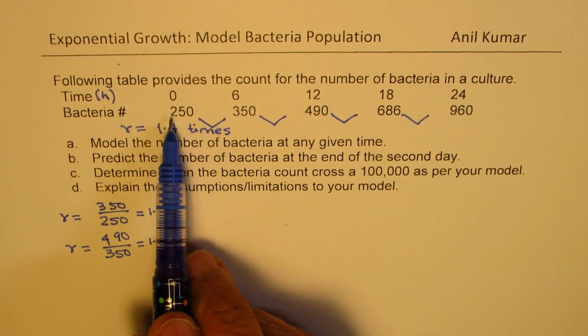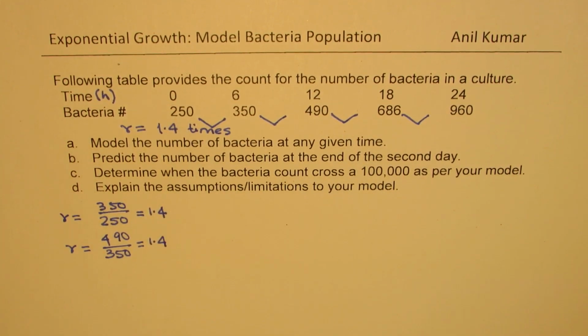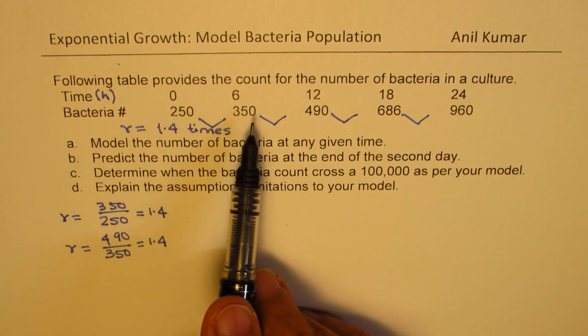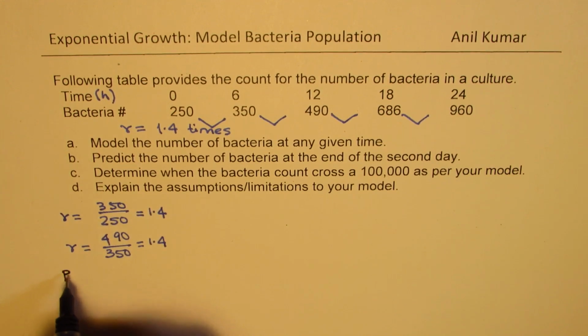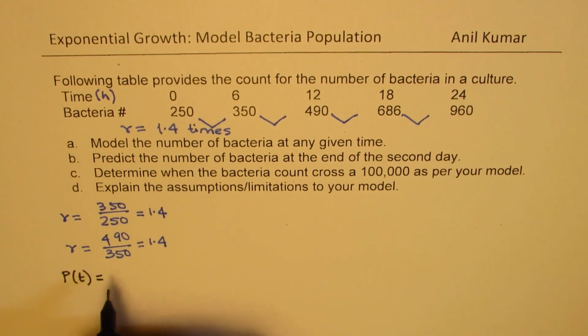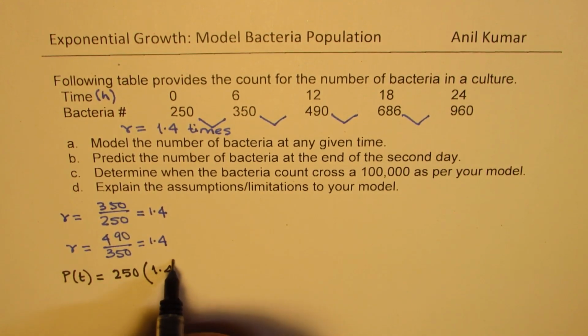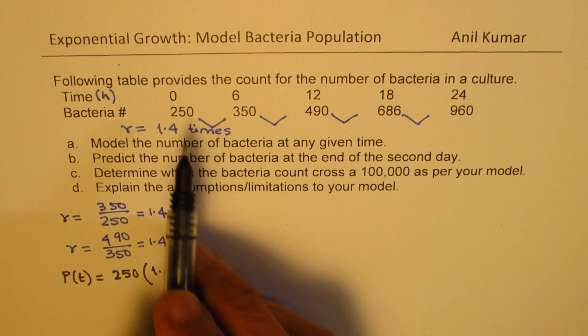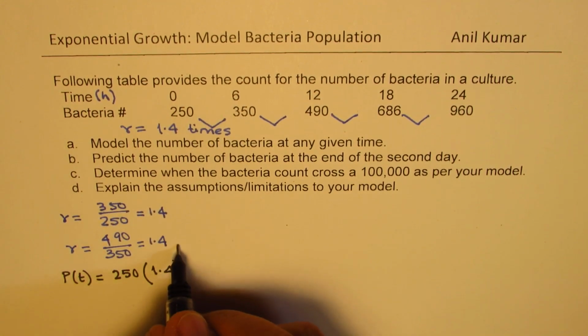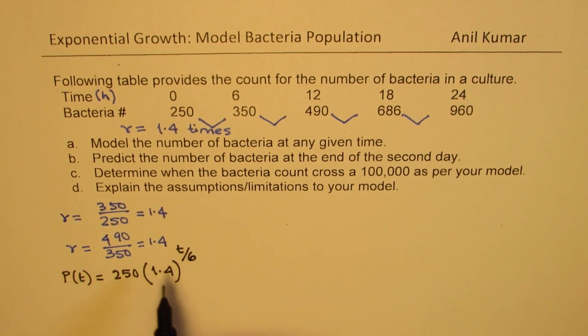Since the initial population is 250, we can now write the function to represent the population at any time. The population of bacteria at any time t is equal to the initial value, which is 250, times the growth factor, which is 1.4, to the power of what? Now it is every 6 hours, right? So we can write t over 6.